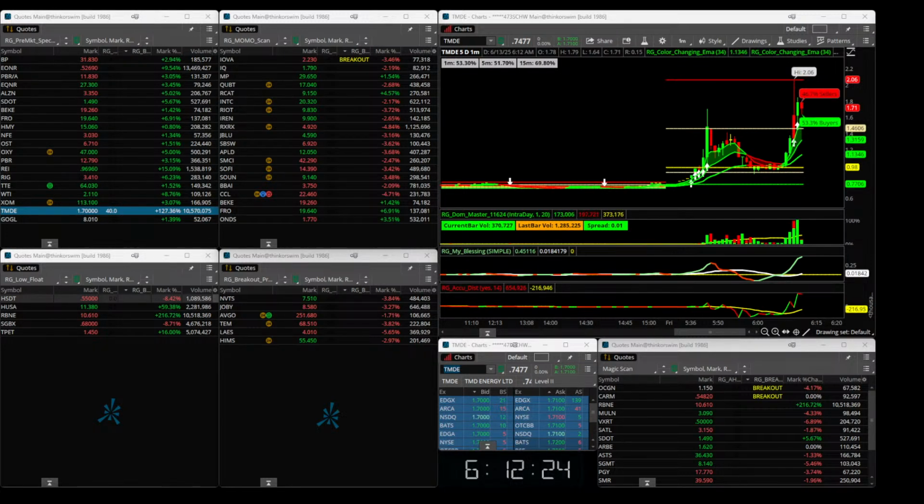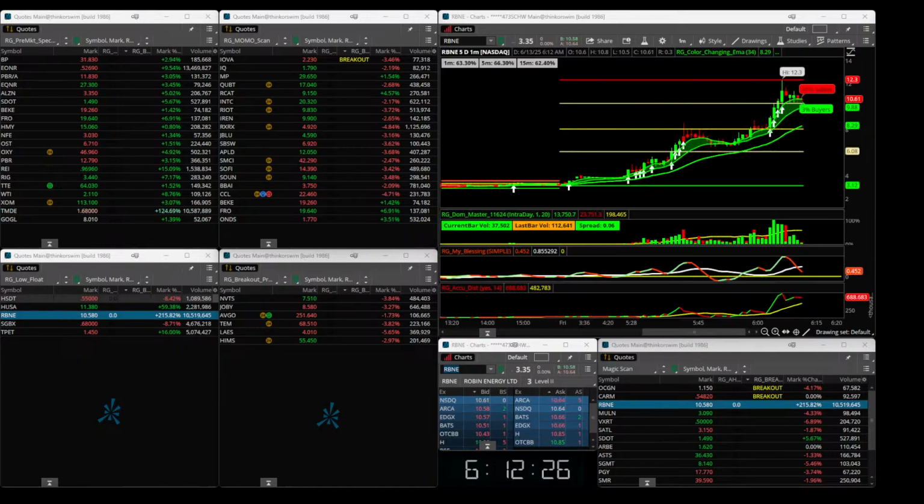Let's go back and take a look at RBNE again. It's in consolidation currently, but still has not sold off. So put that one in your personal watch list. Keep an eye on it. Maybe you can get another paycheck out of it.